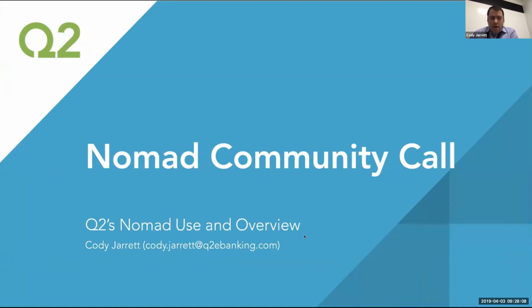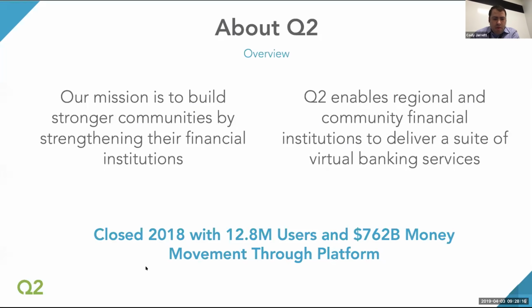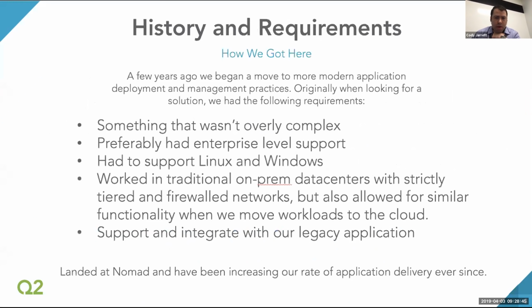Okay. So yeah, I'm Cody Jarrett. I'm an SRE lead at Q2, and Q2 is an internet banking provider for banks and credit unions throughout the U.S. And I just kind of wanted to mention that we've got about 12.8 million end users, and we closed the year 2018 with almost $800 billion worth of money movement through our platform. Just wanted to mention that when I start talking about our application and what we're doing with Nomad.